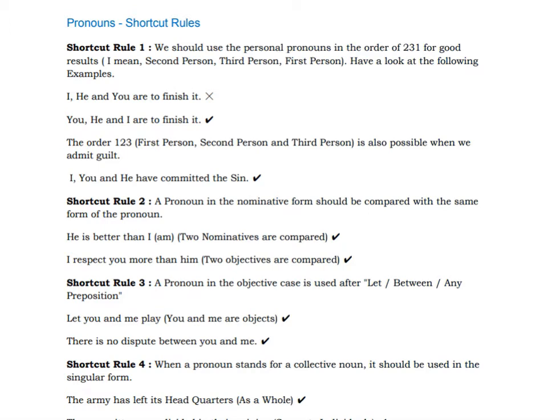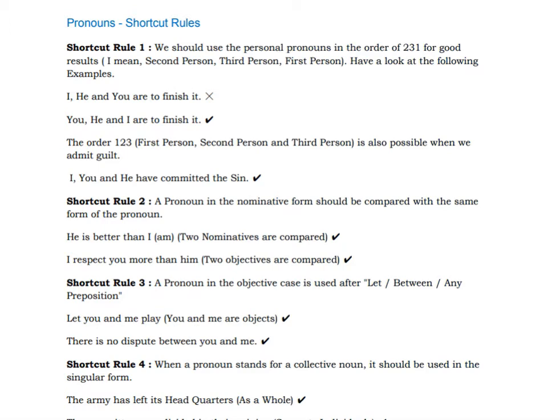Now here, the order 1, 2, 3, first person, second person and third person, is also possible when we admit guilt. When we are admitting guilt, then we can use this order. But that will be a very, very rare case. I, you and he have committed the sin. That order. But usually you have to make use of second person, third person and first person. You got it now. So this example is very important. So what should be the order of the personal pronouns?